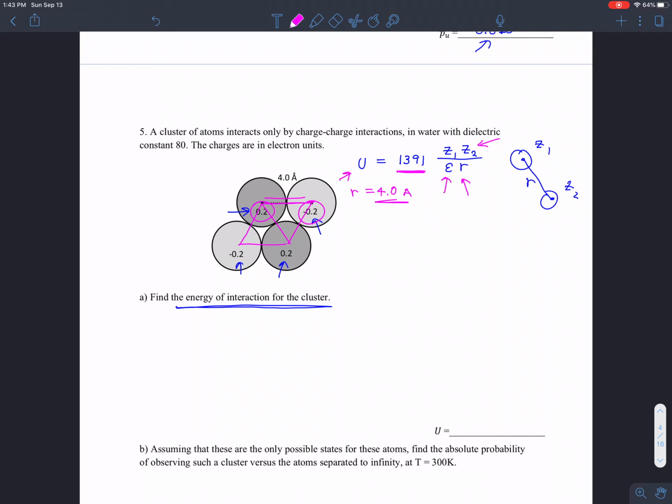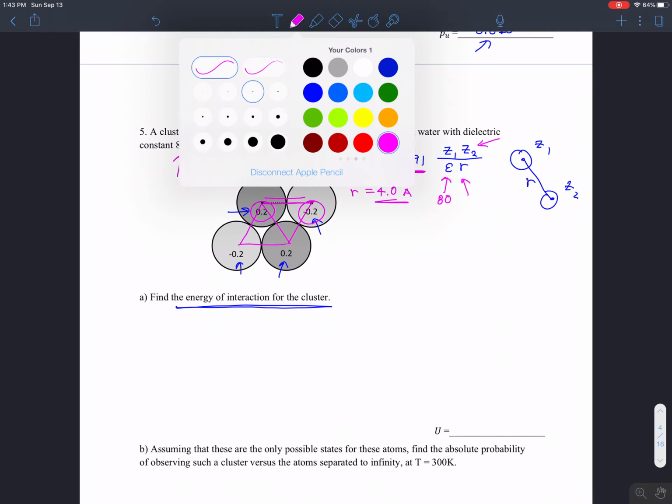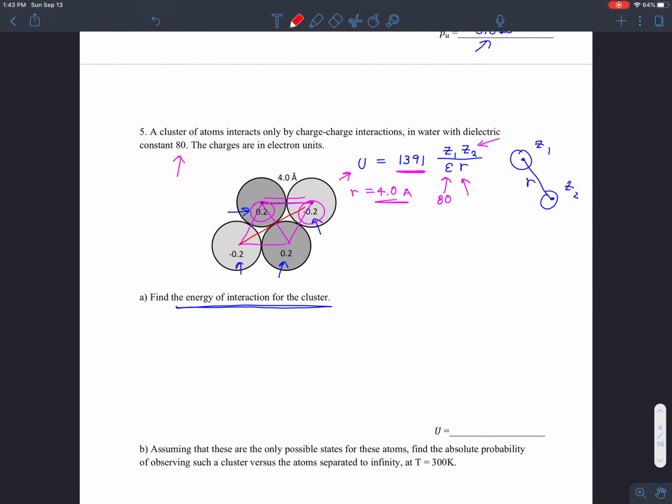The dielectric constant in this case is for water, and so that's 80. So all we have to do is figure out what all the interaction distances are, and we can calculate the whole thing. There is one pair that we haven't talked about yet. That's this pair, this distance between these two atoms. That distance is obviously longer.